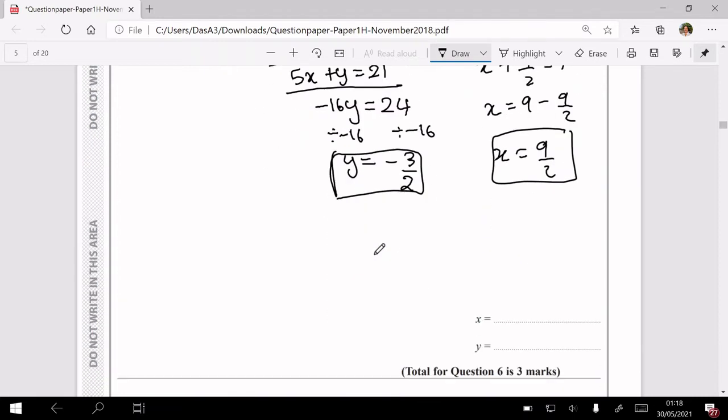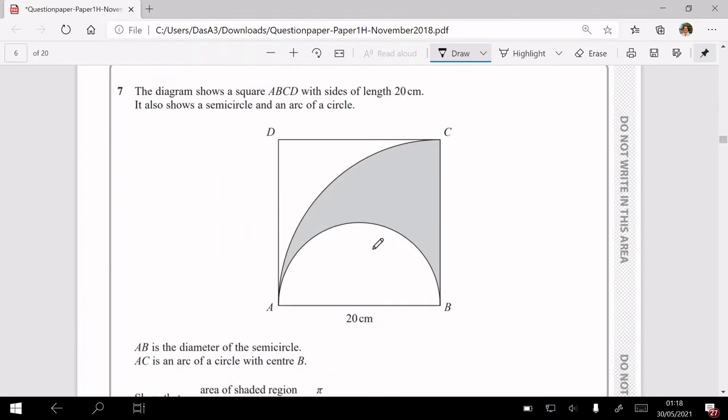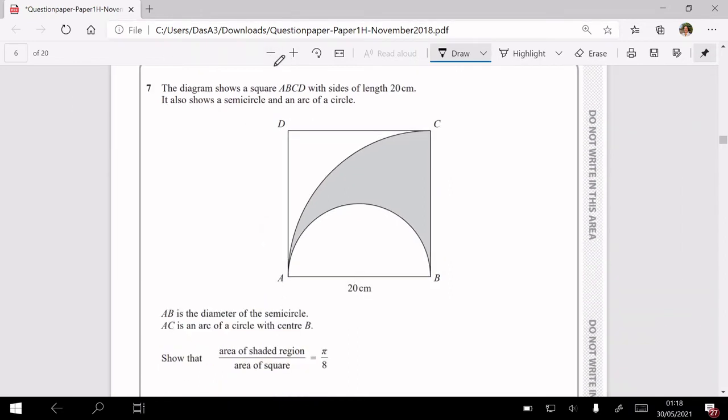So let's move on to the next one. This question is an interesting one. So let me make it a bit smaller. So the diagram shows a square ABCD with sides of length 20 centimeters. It also shows a semicircle and an arc of a circle. AB is the diameter of the semicircle. AC is an arc of a circle with center B.